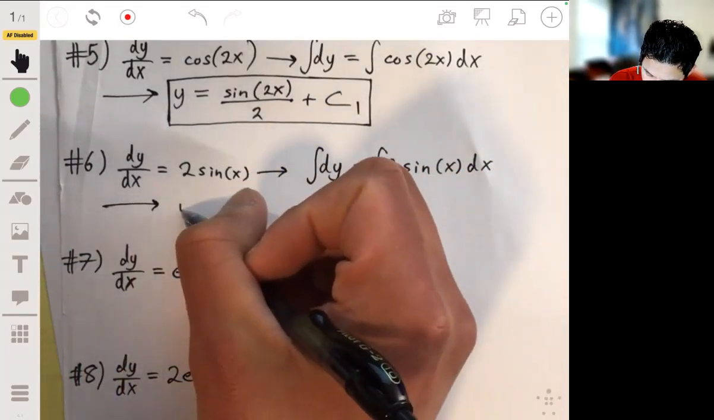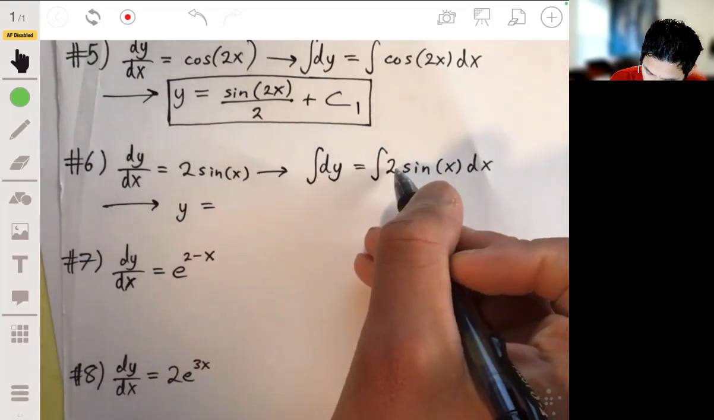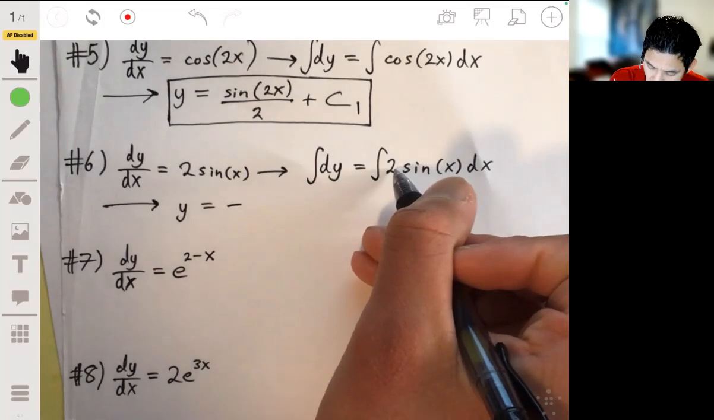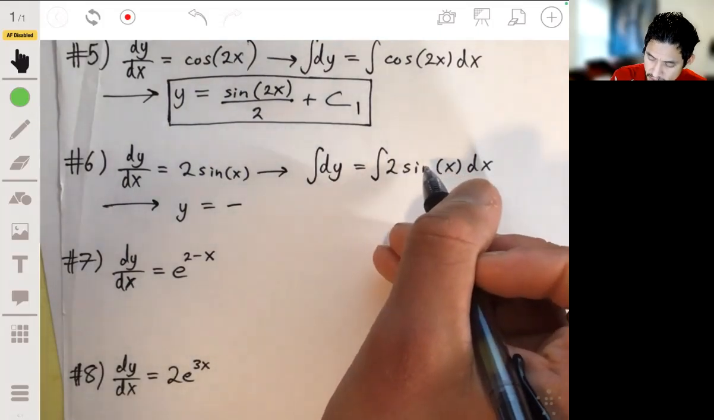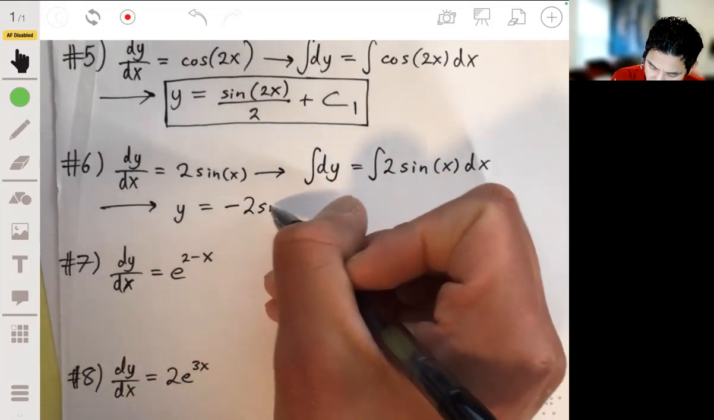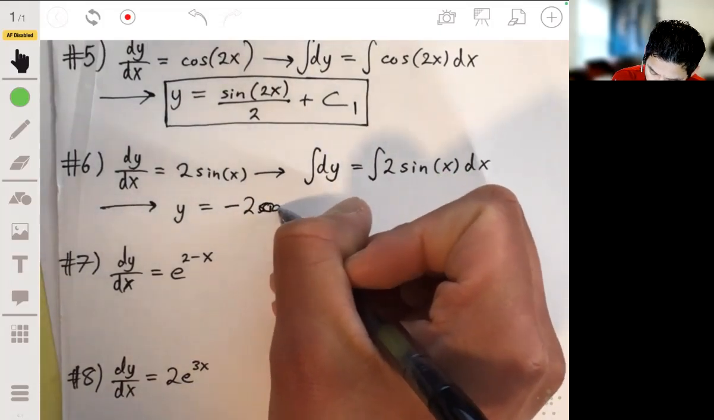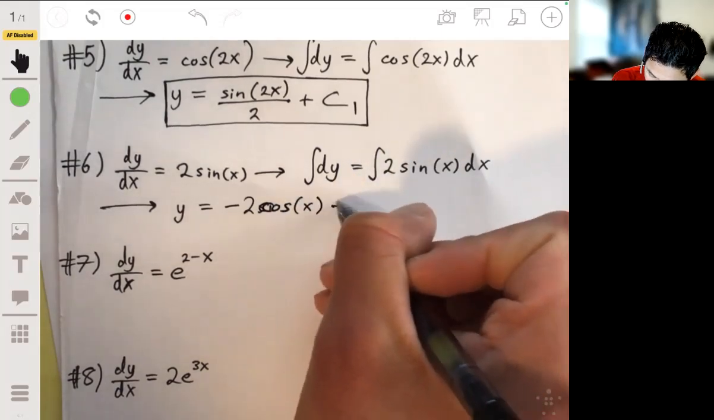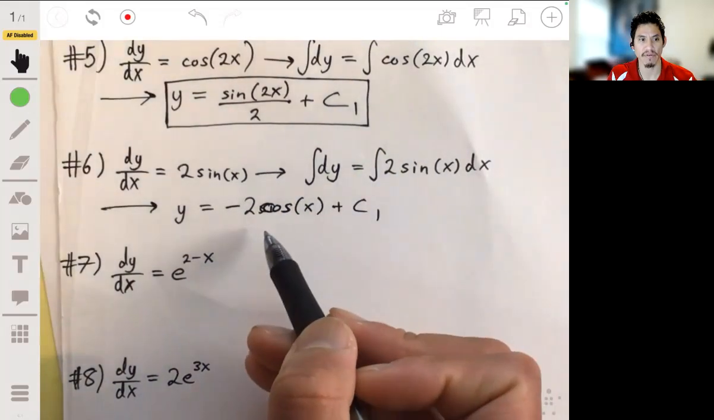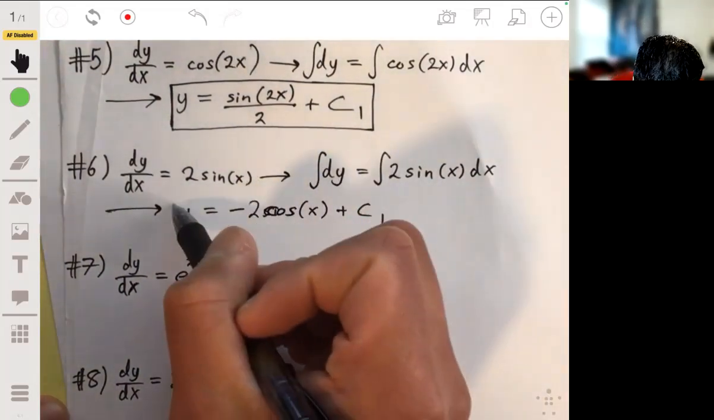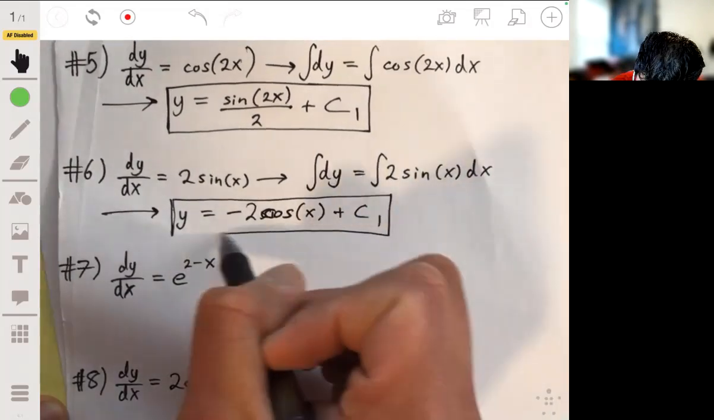Integral of dy is just y. The integral of 2 sine of x, remember, 2 is just a coefficient, so it's 2 times the integral of sine of x, which will be negative 2 times the cosine of x plus c1, because the derivative of the cosine of x is the sine of x. And this will be our general solution.